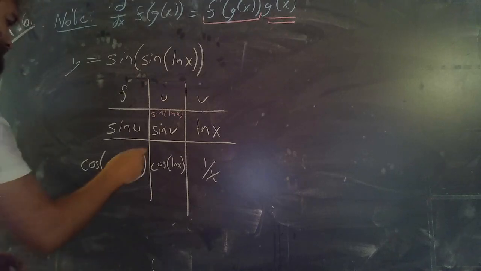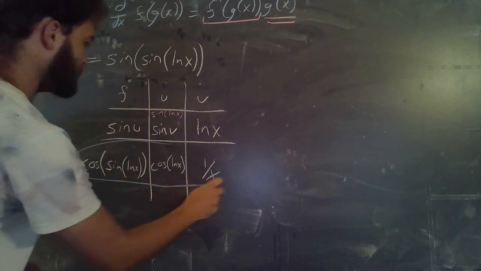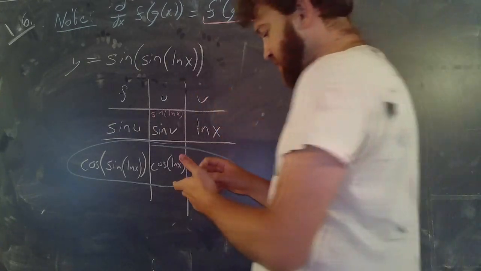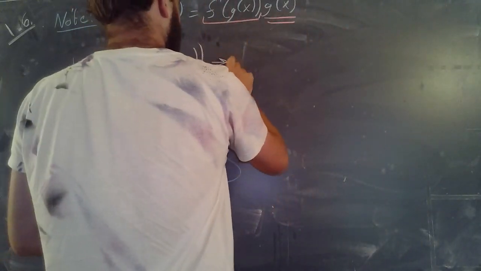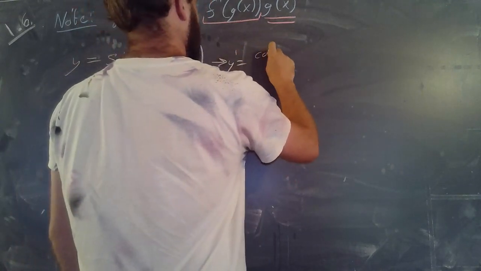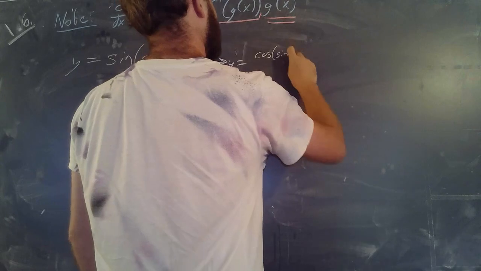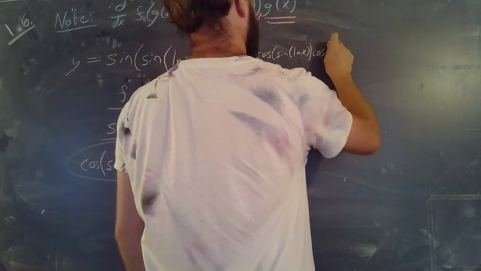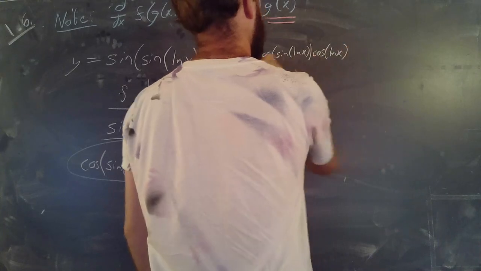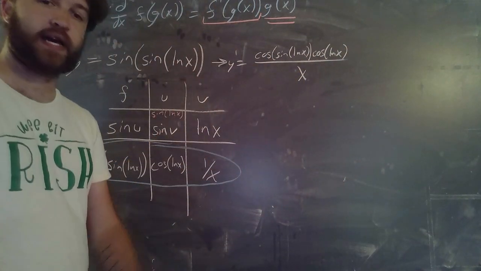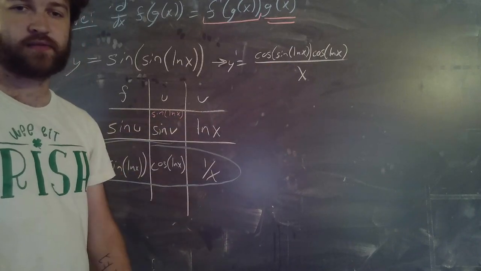So when I'm ready for my final answer, all I have to do is write those 3 things in the bottom row down multiplied by each other. So the answer to what the derivative of this thing is, y prime, it's just going to be the cosine of the sine of ln x times the cosine of ln x all over x, because that 1 over x is just like dividing by x. And this is your answer.